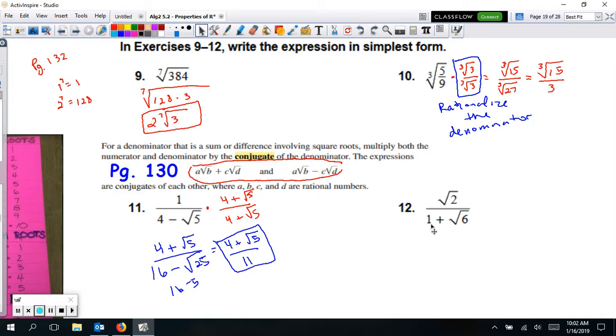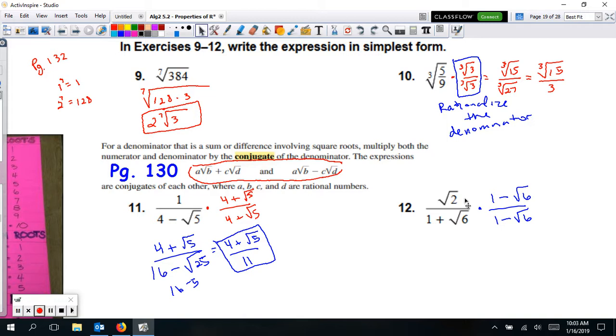Number 12, the same kind of thing. You may want to pause the video and try this one on your own, or you can just keep watching and going with me. So we need to multiply by the conjugate. So the conjugate of 1 plus square root of 6 is going to be 1 minus square root of 6. We're going to put that on the top and put that on the bottom.